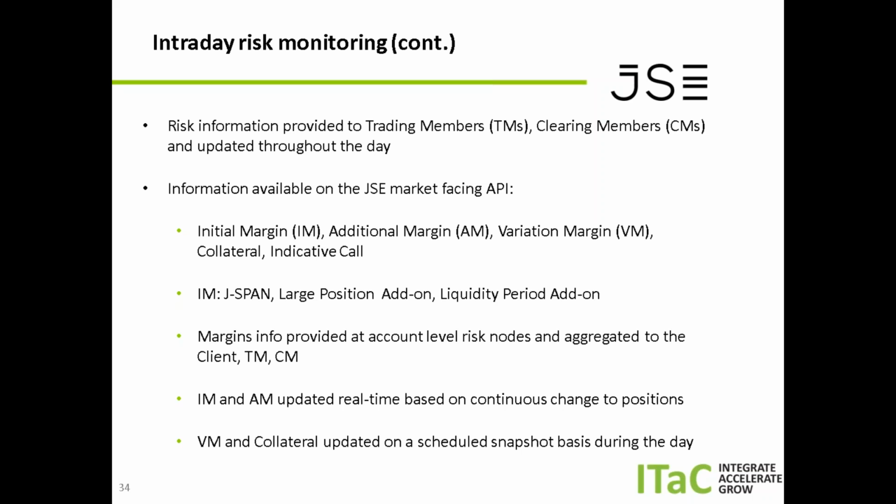Obviously, we call it indicative just to emphasize the fact that when we get to end of day, our initial margin, which is based on JSpan, we're still going to recalculate the risk arrays. So we're still using the previous night's risk arrays, and depending on how much your price change and volatility have moved, that indicative call will be updated. But it should give you a very good sense of your call. And it's obviously there for looking at your liquidity requirements.